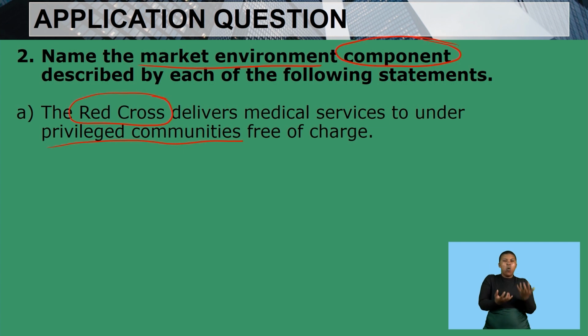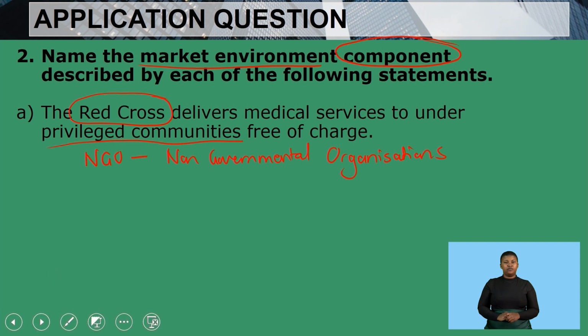So this is obviously a business or an organization that addresses welfare or socioeconomic issues. So this will be an example of an NGO or a non-governmental organization, because the Red Cross is a national or an international organization which addresses socioeconomic issues. All right, so our answer here will then be NGOs or non-governmental organizations.